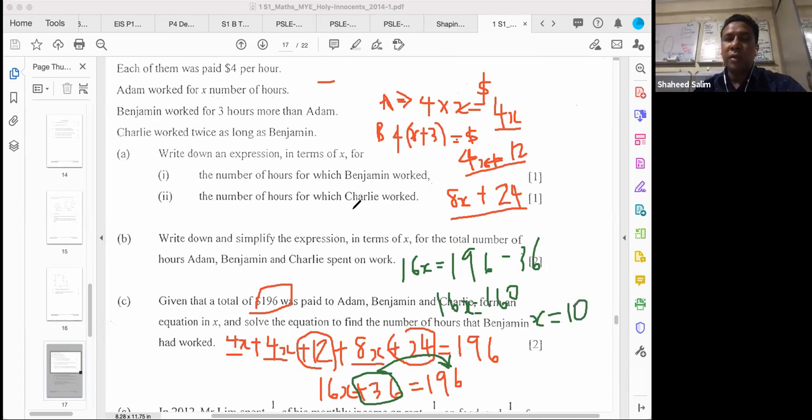So what is x? X is the number of hours. So you found out that Adam worked 10 hours. Benjamin worked 3 hours more than Adam, means 3 plus 10, 13. And Charlie worked twice, 13 times 2, 26.